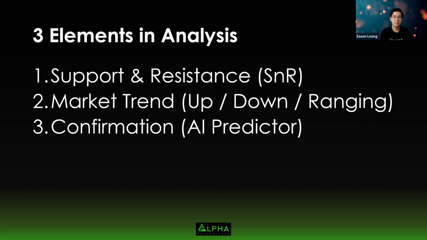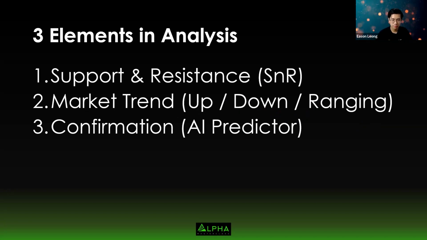Now, these are the 3 elements that the robot is using to trade. It's going to be one by one. All of them have a separate goal and purpose. First thing first is the support and resistance. Second is knowing the market trend. And third thing is the confirmation.